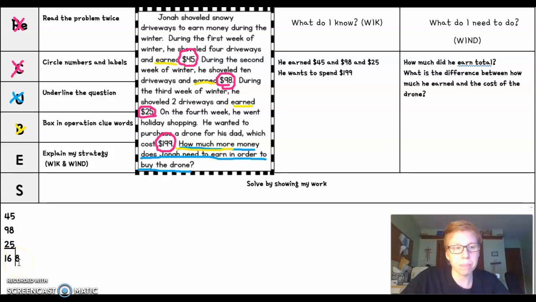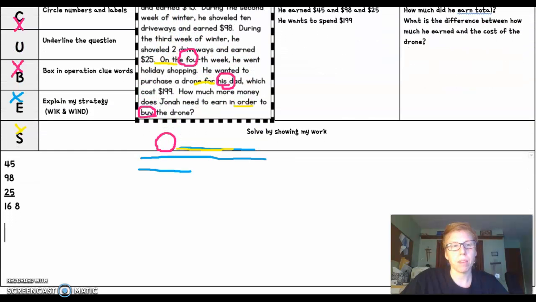Now, am I done here? I am not. Now I need to figure out the difference between how much he earned and the cost of the drone. When I say difference, that is subtraction. When there's a difference in math, you subtract. So, I think I'm going to come down here. Let me make some more room on my paper. Now I'm going to subtract 168 from 199. 199 take away 168.